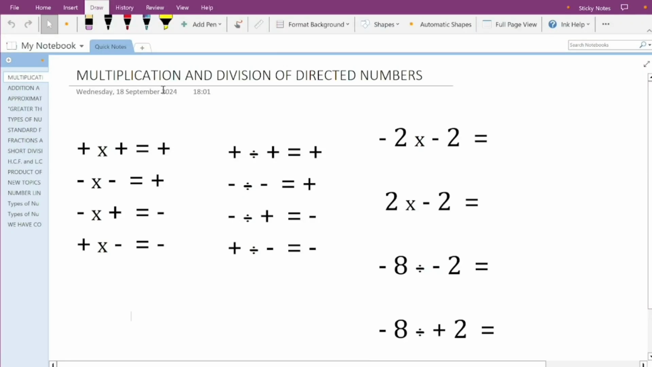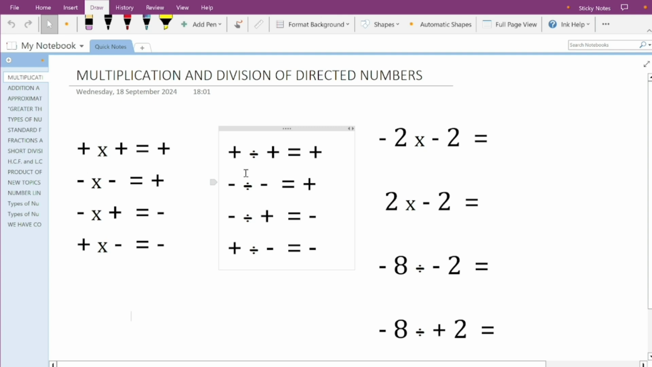Next is multiplication and division of directed numbers. Like I said earlier, plus times plus is plus, minus times minus is plus, minus times plus is minus, and plus times minus is minus. Two same positive signs or two same negative signs always give addition or positive as the answer. While when you have a negative and a positive sign, or a positive and a negative sign, two different signs, the outcome is always negative.